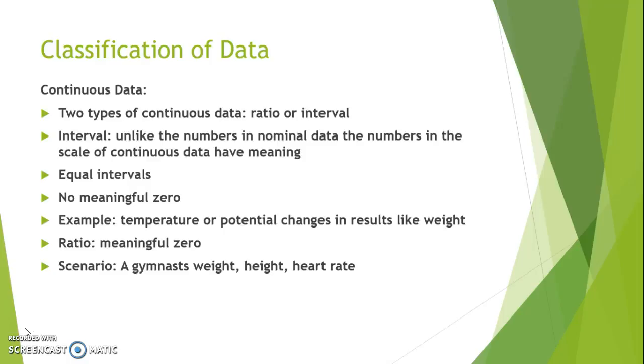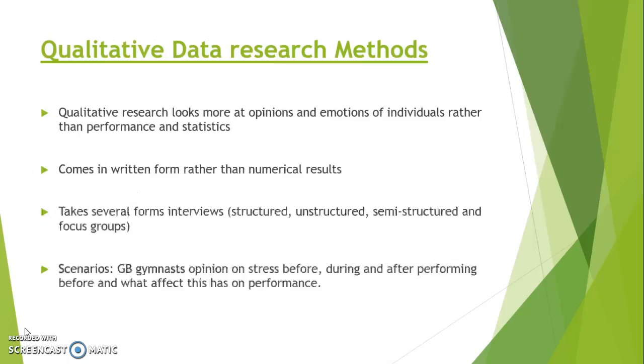And then finally, ratio. Ratio does have a meaningful zero, so you can't go below zero, and this would not be looking at changes in weight. It'd just be weight, height, heart rate. These all have a meaningful zero. You can't go below zero in any of them, and that's the difference between ratio and interval. Basically, meaningful zero, non-meaningful zero.